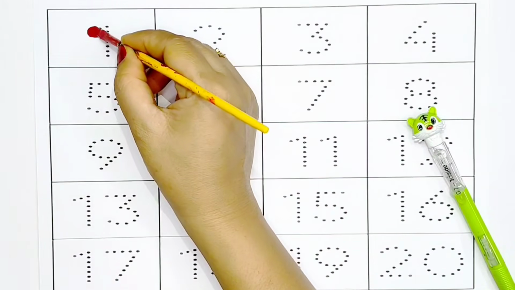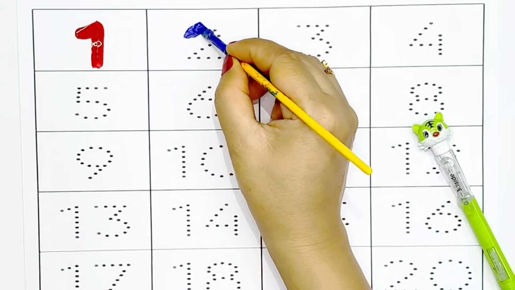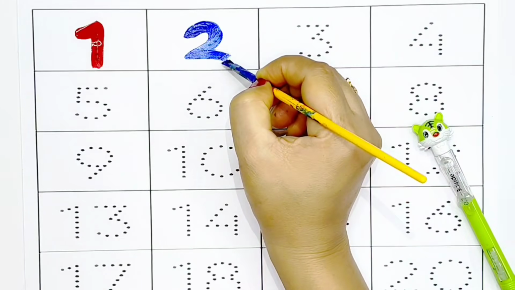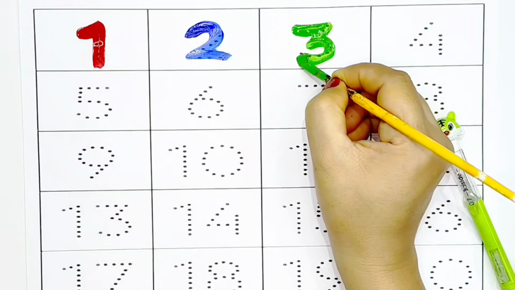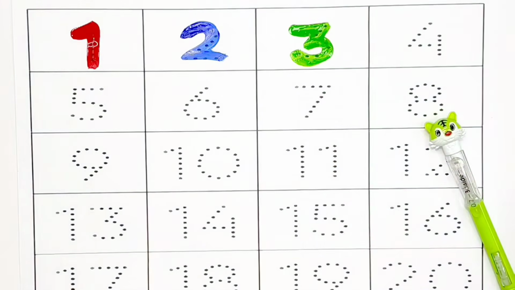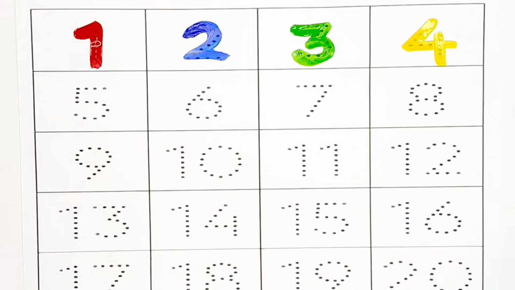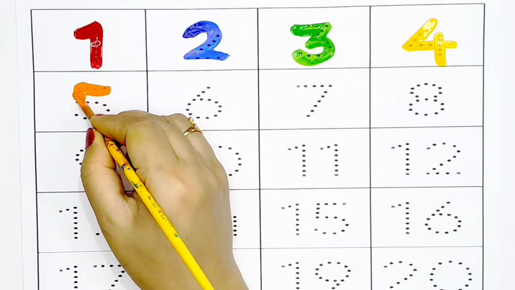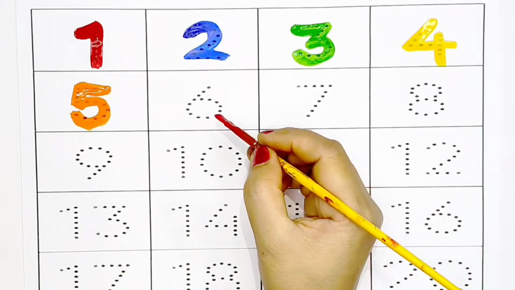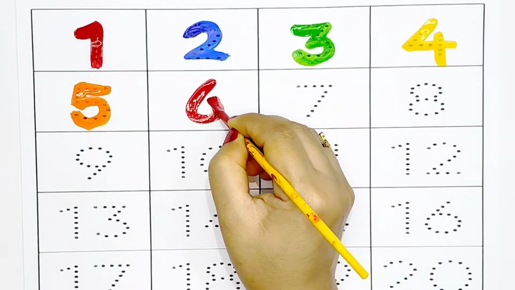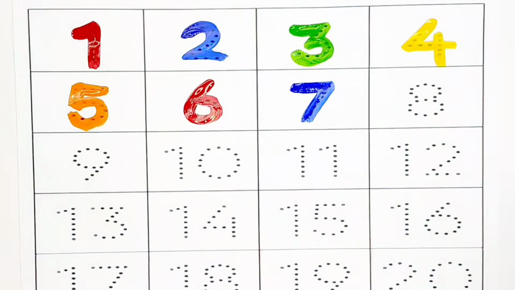Red color. Number 1, blue color. 2, light green color. 3, yellow color. 4, orange color. 5, red color. 6, blue color. 7, light green color.